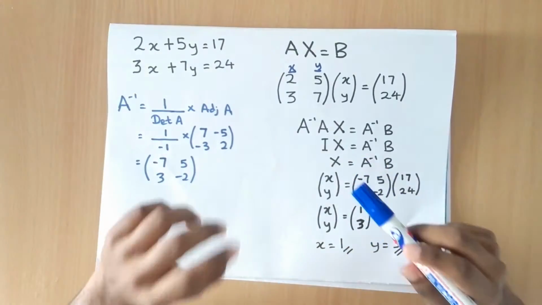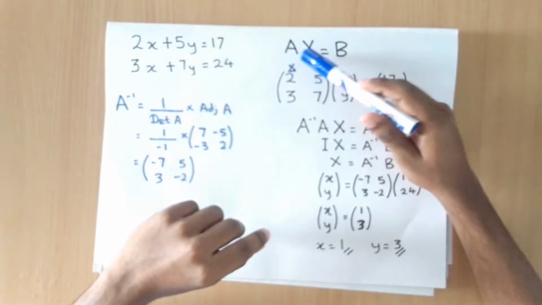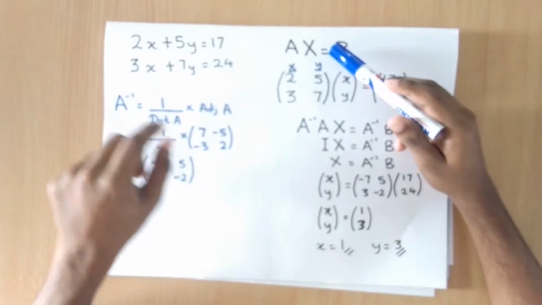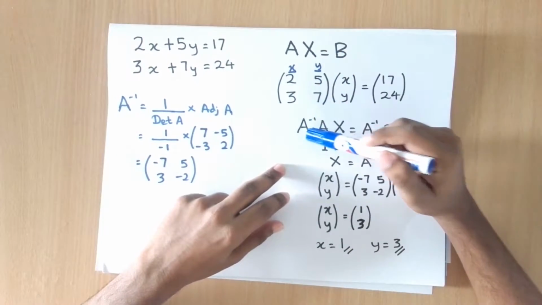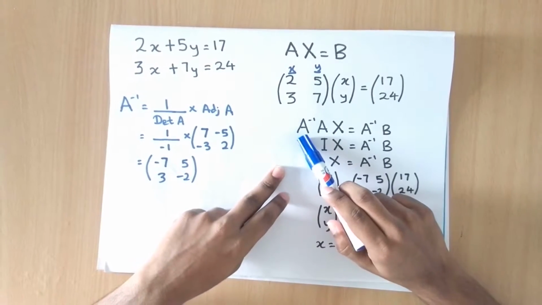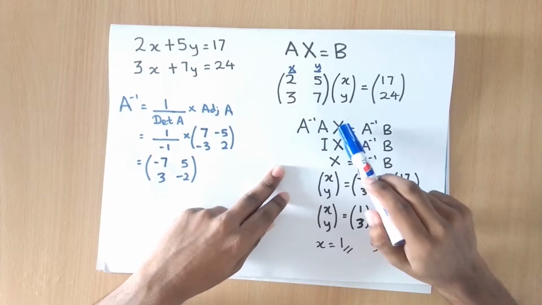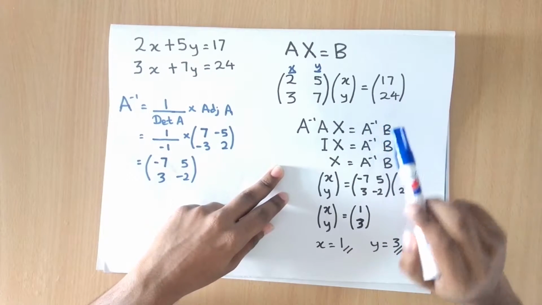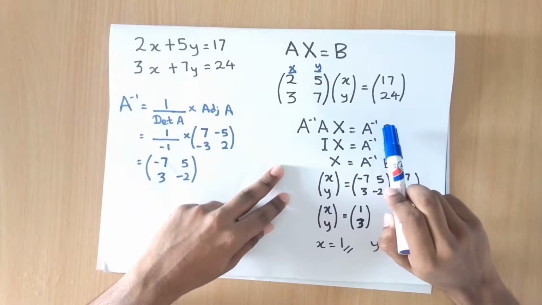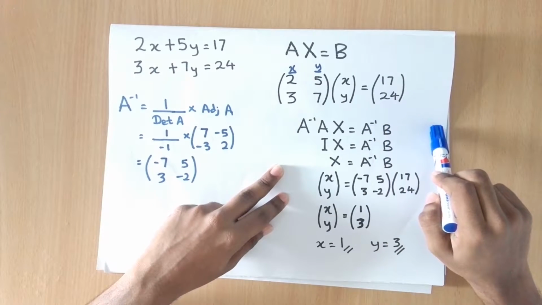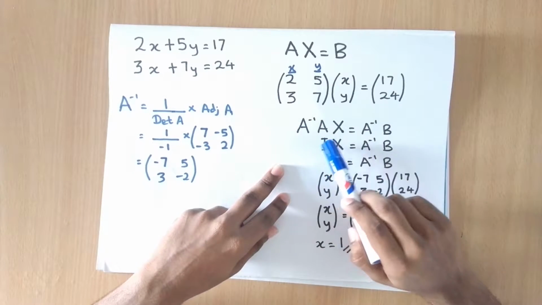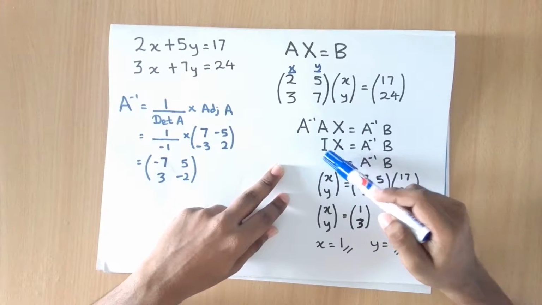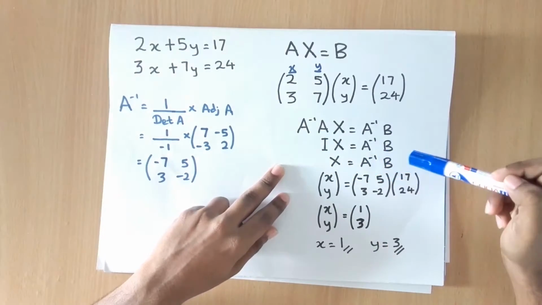Now that we have found our inverse, let's go back to our formula Ax equals b. We can simplify this formula by multiplying both sides by A inverse. So that would give us A inverse multiplied by A multiplied by x equals A inverse into B. Remember, it should be A inverse into B and not B into A inverse. So when we simplify this, we get Ix equals A inverse B, and then we know Ix is the same as x equals A inverse B.